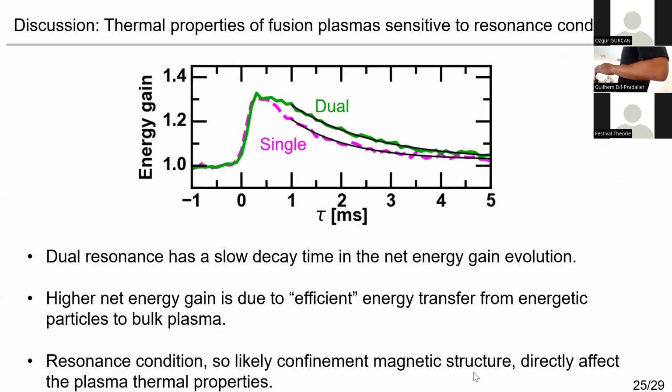Somehow, properties of fusion plasma are sensitive to the resonance condition. This is the time evolution of the net energy gain for the single and dual resonance cases. Of course, we have both positive and negative tails. The dual resonance has a better energy gain compared to the single resonance. This higher net energy gain, due to efficient energy transfer from magnetic energetic particles to the bulk plasma, is a signature of the dual resonance. And so the confinement magnetic structure likely directly affects the plasma thermal properties.